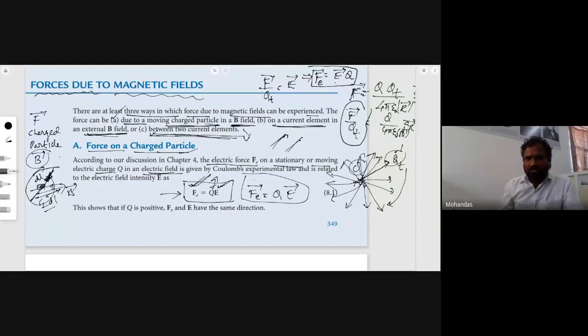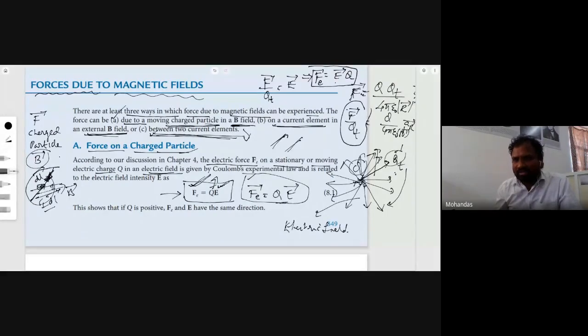So in this, what we have discussed is that if you place a stationary charge in the presence of an electric field, these lines are indirectly known as the electric field. If you place a stationary charge in the electric field, it experiences a force. That force Fe equal to Q into E. Again, if it is a stationary charge, it experiences a force.